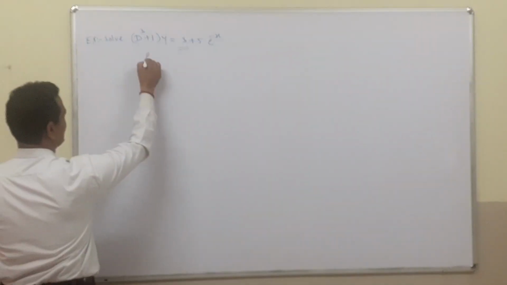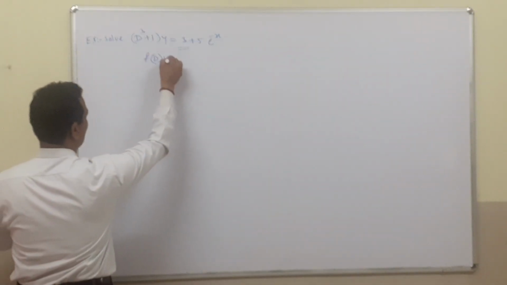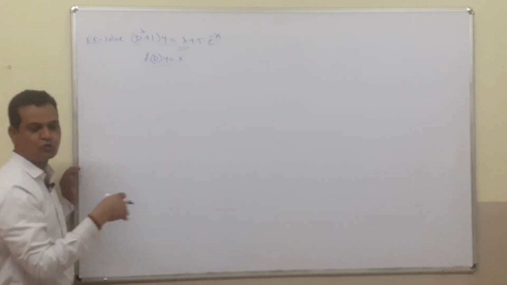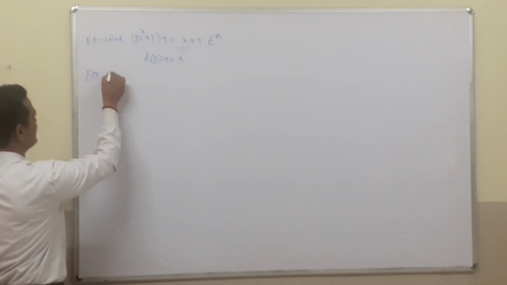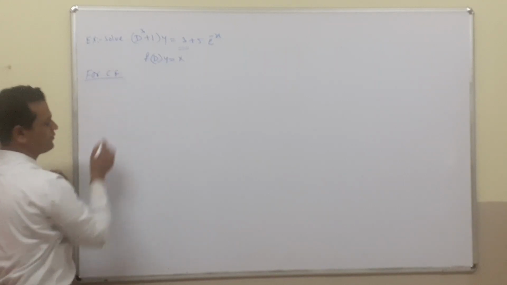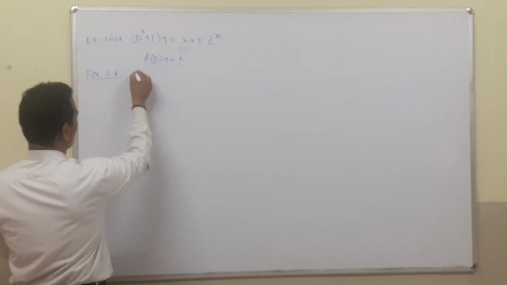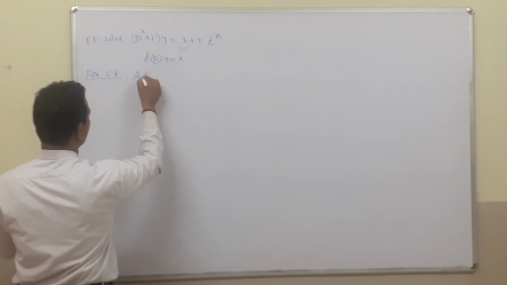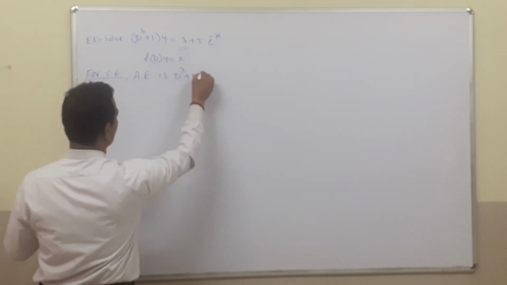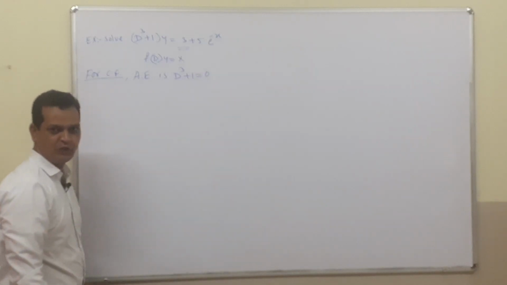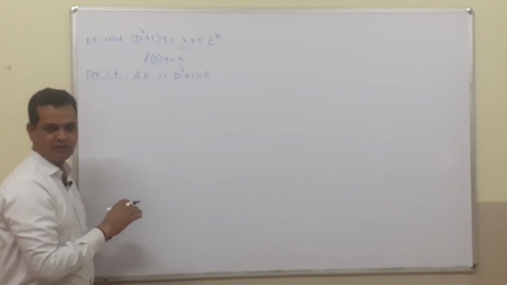So, we know that this equation is of the form f of d times y is equal to capital X. This has two types of root. So, let us try to find the first type of root, which is called as complementary function. So, complementary function depends on the auxiliary equation. So, auxiliary equation is d cube plus 1 is equal to 0. So, now this is the cubic equation.